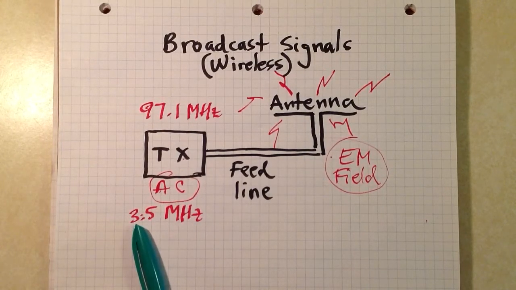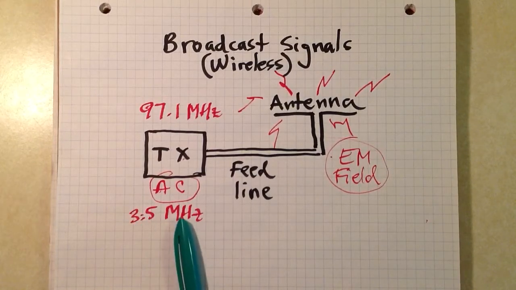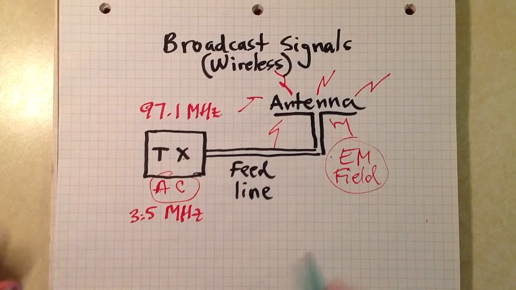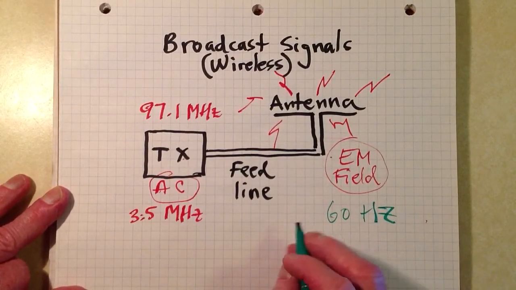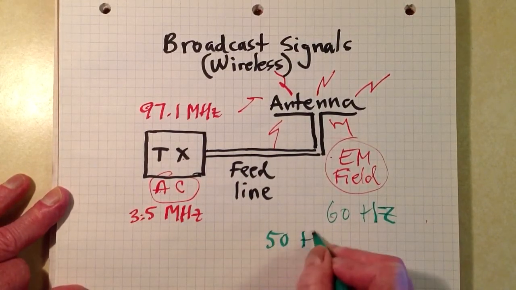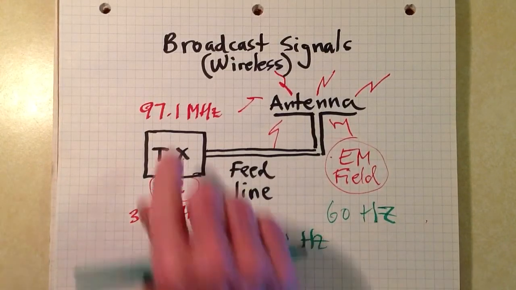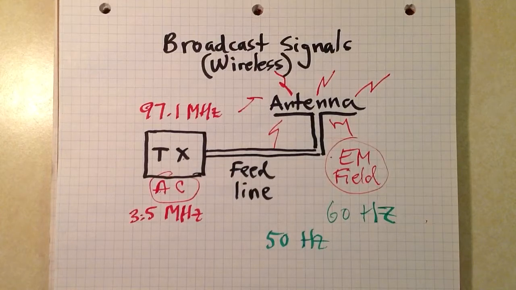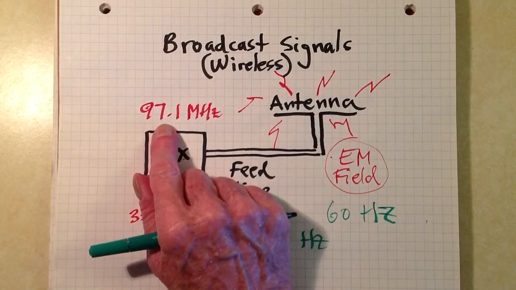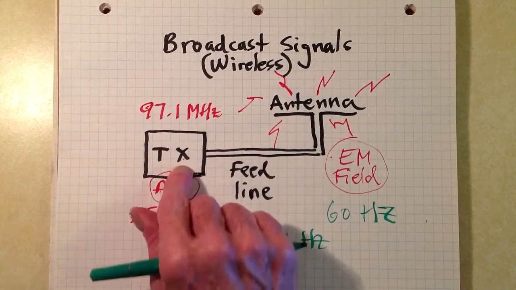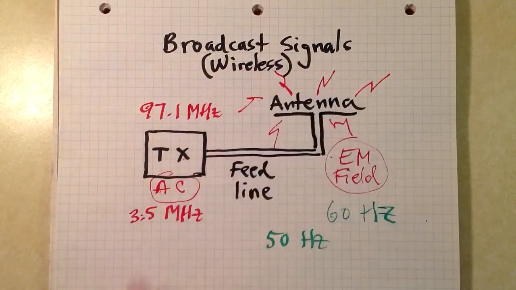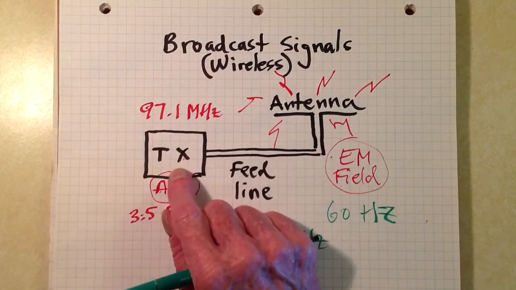A ham radio transmitter might produce an alternating current at 3.5 megahertz. That's 3.5 million cycles per second. Compare that with the 60 cycles per second that comes out of your wall outlet, or in some parts of the world, 50 hertz or cycles per second. An FM broadcast station, a radio station that you might listen to for classical music or something, might have a frequency of, say, 97.1 megahertz, but it's always alternating current that comes out of this transmitter. That's what a broadcast transmitter generates.